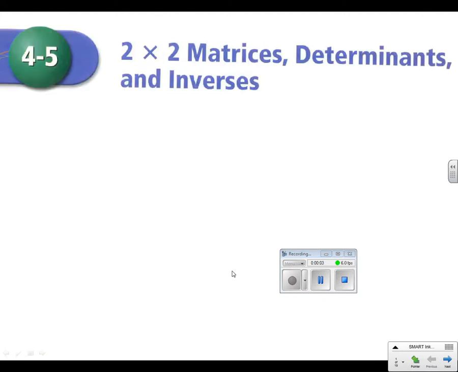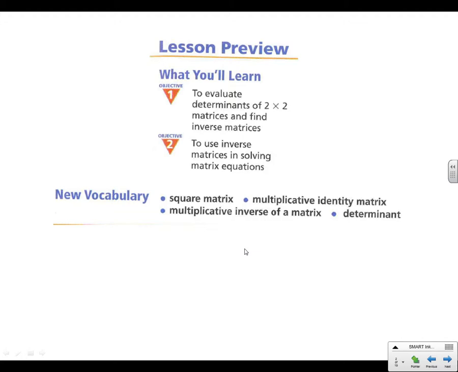All right, 4.5, we are going to deal with 2 by 2 matrices, their determinants, and their inverses. For this section, we're only dealing with 2 by 2 matrices, and we're going to learn how to evaluate their determinants, which is a new vocab word we're going to learn about in this section, and we're going to find their inverse matrices, which is also something new here. The second objective is to use those inverses, once we know what they are, to figure out how to solve matrix equations. So two big objectives today.